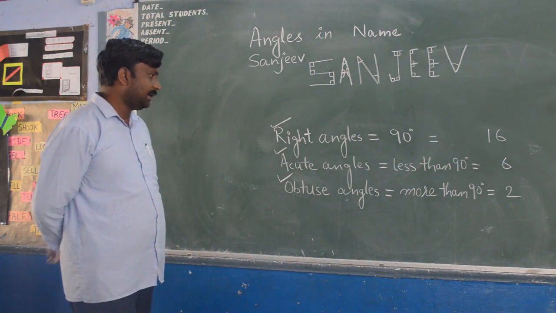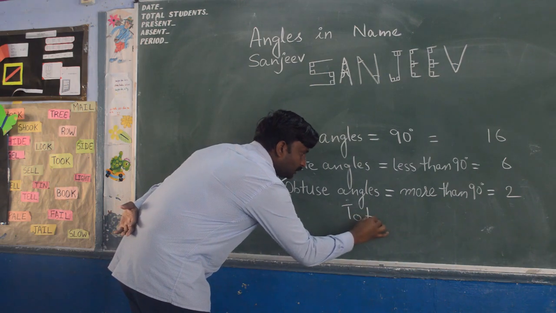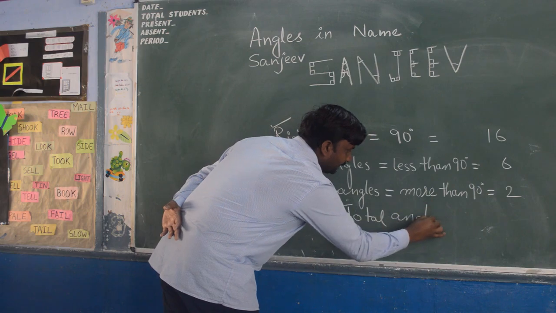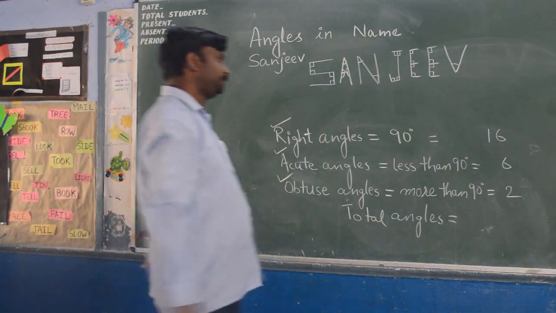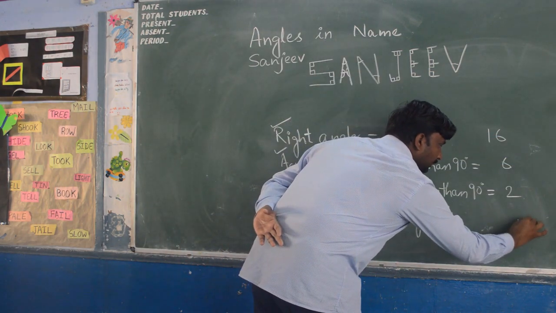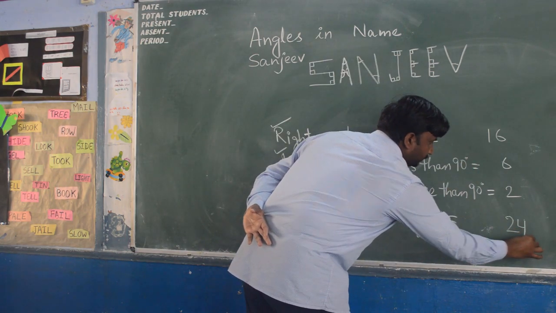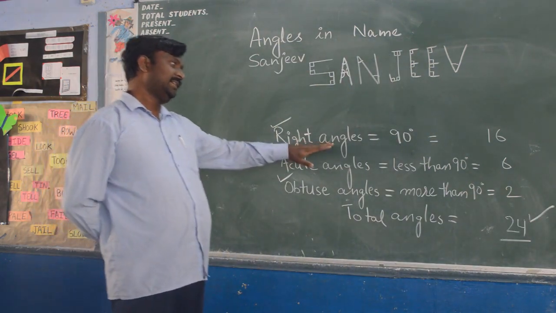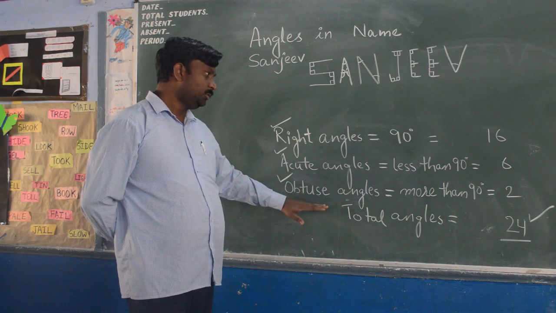So let us see how many total angles are in this name. We will add this. 16 plus 6 is 22, plus 2, 24. So total angles are 24: 16 right angles, 6 acute angles, and 2 obtuse angles.